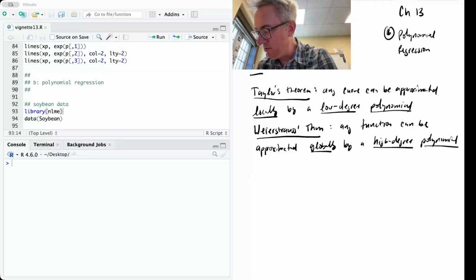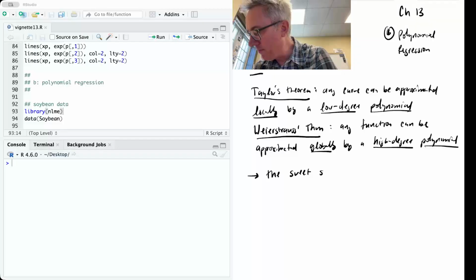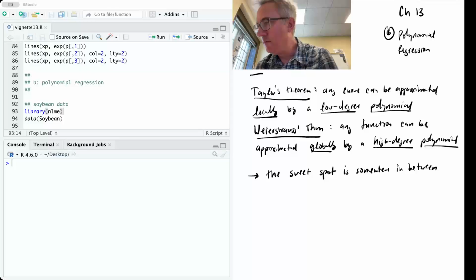So this vignette is all about finding the sweet spot, polynomially speaking, somewhere in between. Okay, so we're going to be approximating noisy xy relationships with a polynomial.